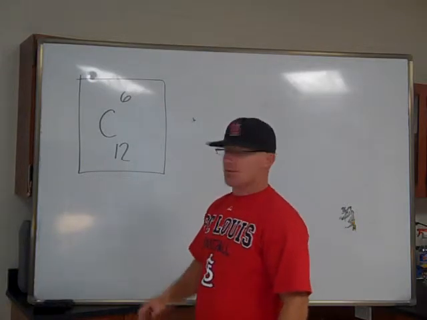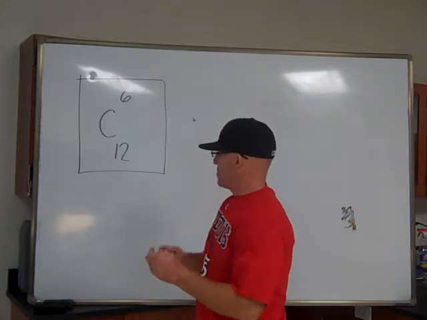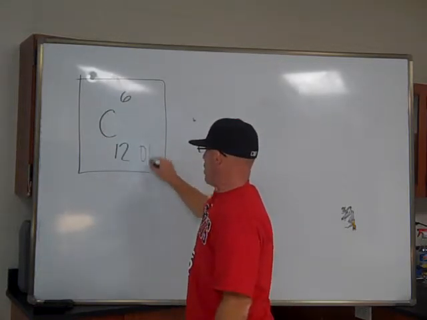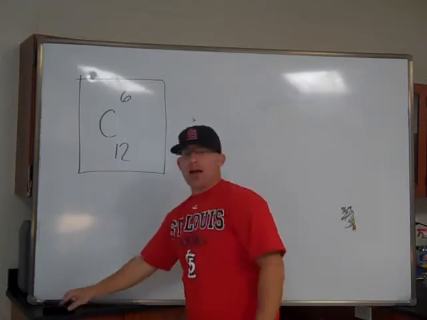Okay, you got 6 and 12 by the carbon. Now, some periodic tables, you could have the 6 down here and the 12 up here. That could be flip-flopped. It doesn't matter. Sometimes this might say 12.01. It doesn't matter. We round, so we're rounding down to 12.